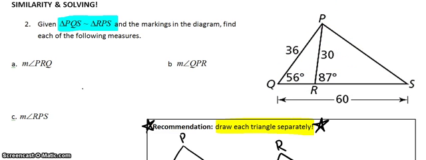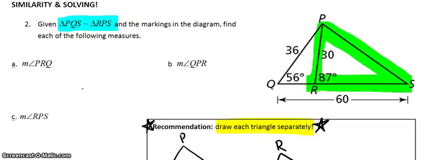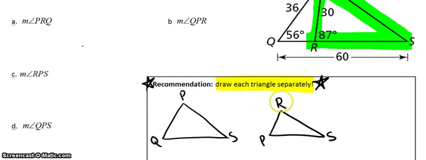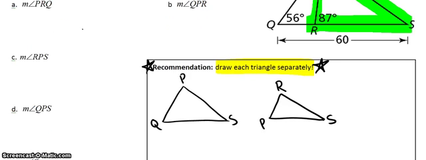So PQS is the big one. Its similar shape would be R to P to S. So it's kind of like on its side here. You'd have to flip it around to see that. So, now I drew R in the top, right, because it's got to be in the same orientation. And that's what makes this problem hard.